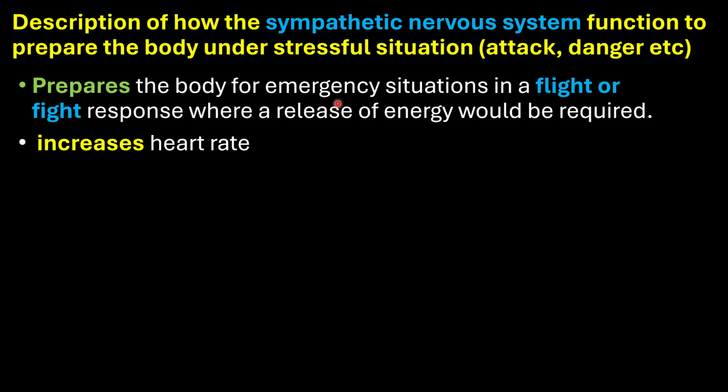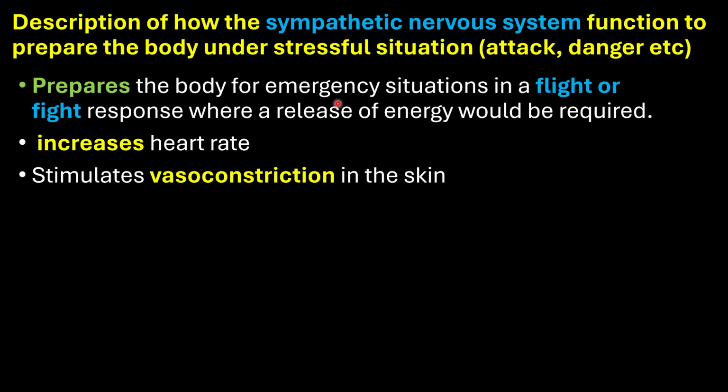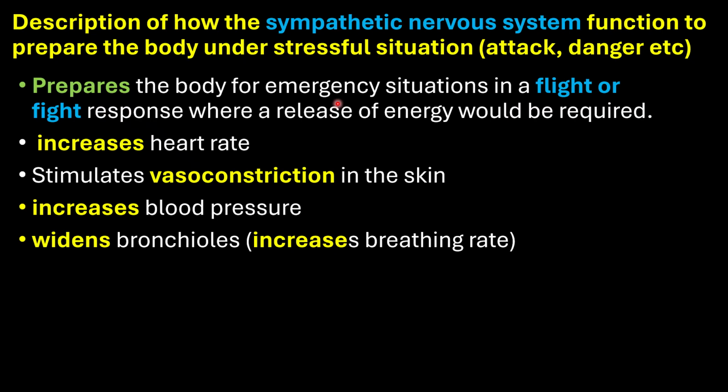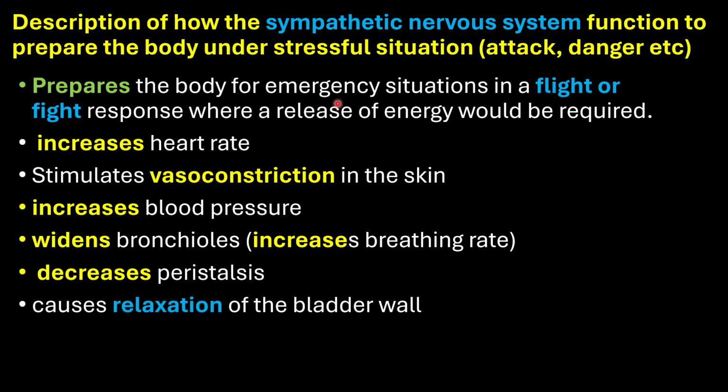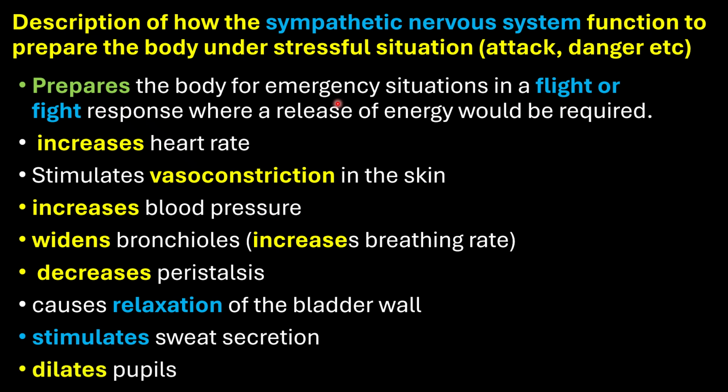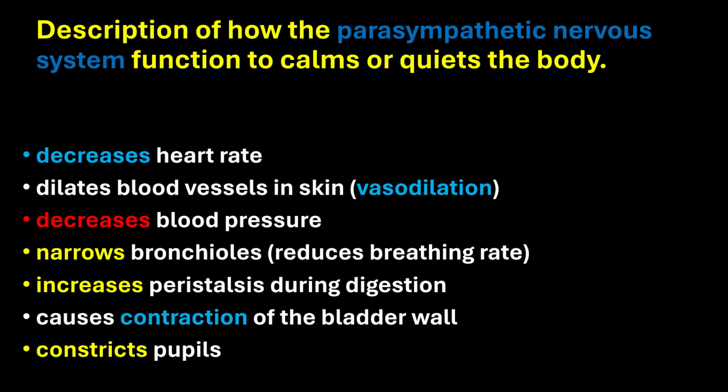During that situation, the following will occur. There will be an increase in heart rate. It stimulates vasoconstriction in the skin. It increases blood pressure. It widens the bronchioles or increases breathing. The sympathetic branch decreases peristalsis. It causes relaxation of the bladder wall, and it stimulates sweat secretion. Lastly, it dilates the pupil. So that is how the sympathetic branch prepares the body when a person is under attack or in danger. Now, the opposite is the case for the parasympathetic branch.